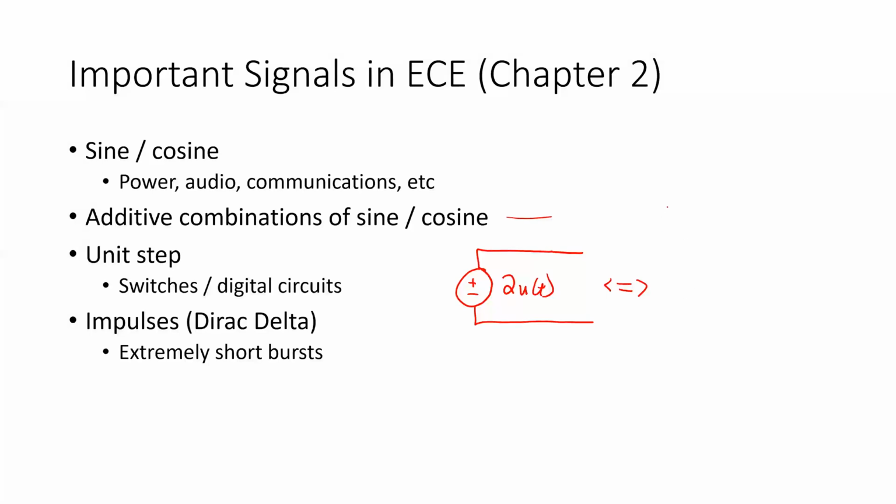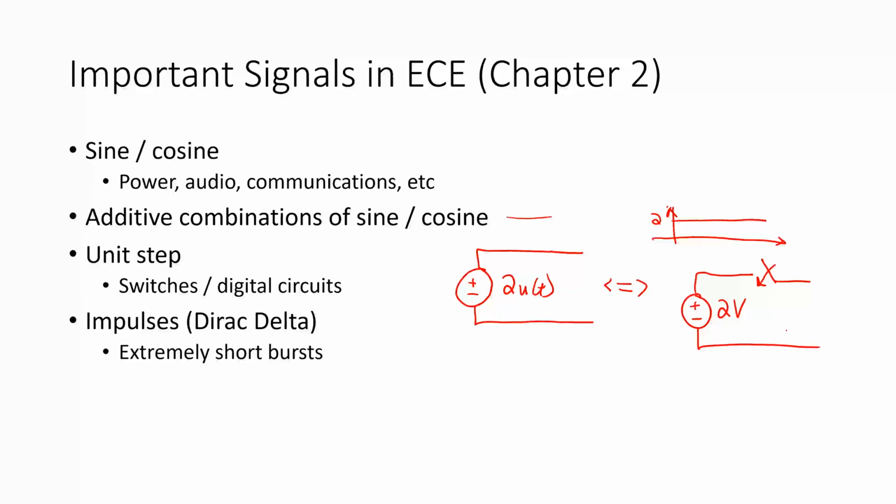So 2u of t means that the voltage that I see right there would jump up to 2 volts at t equal to 0, right? How would I physically construct that? What would I have to have? I'd have to have a source and a switch. So I'd have a 2-volt battery, right? Which I could get, right? And I'd have to have a switch that I close at t equal to 0. Those two things are equivalent to each other.